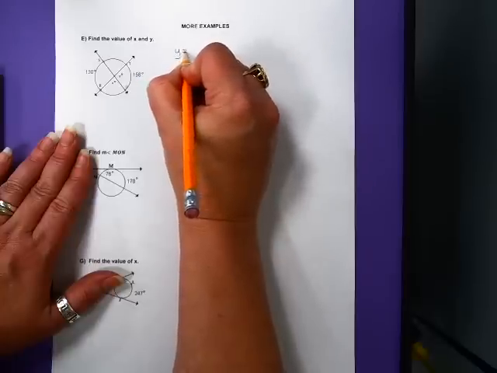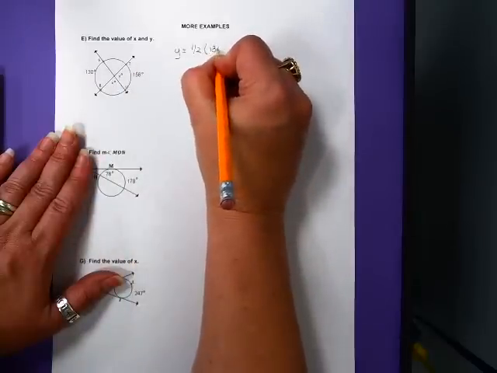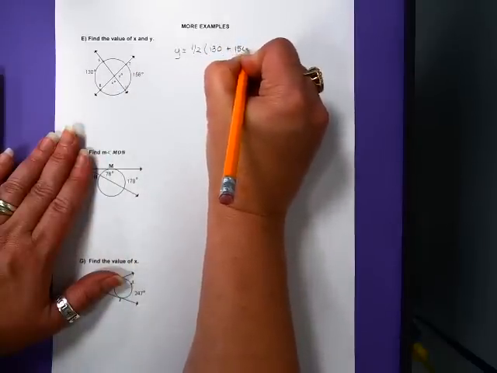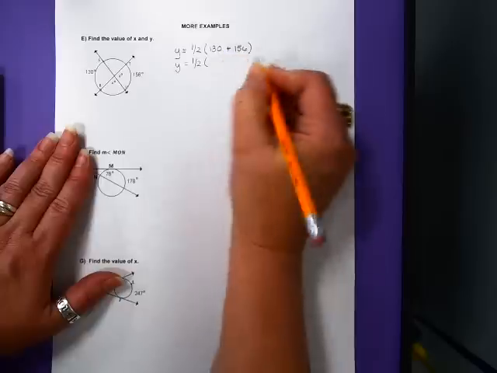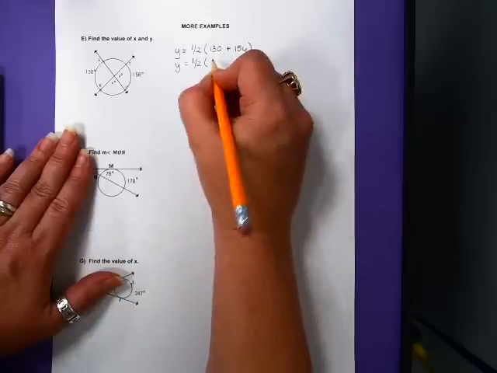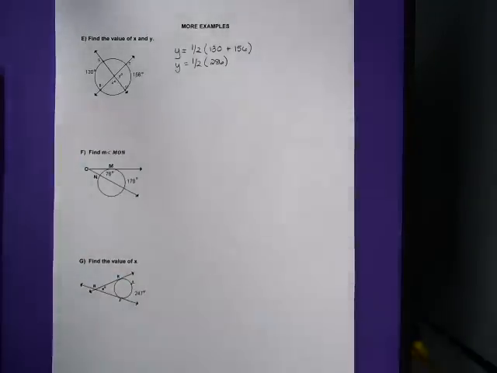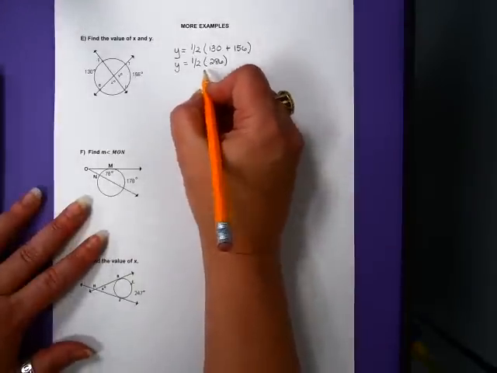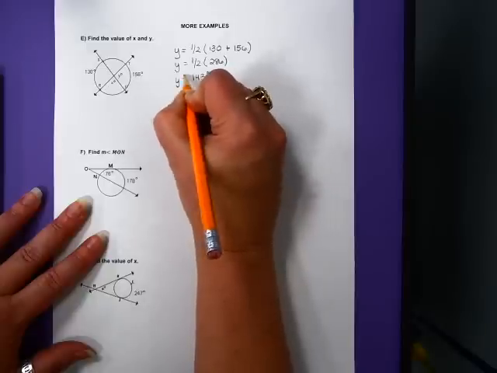y will equal 1/2 the two arcs added together. That's going to be 130 plus 156. So y will equal 286. And so half of 286 is going to be 143. So y is equal to 143 degrees.